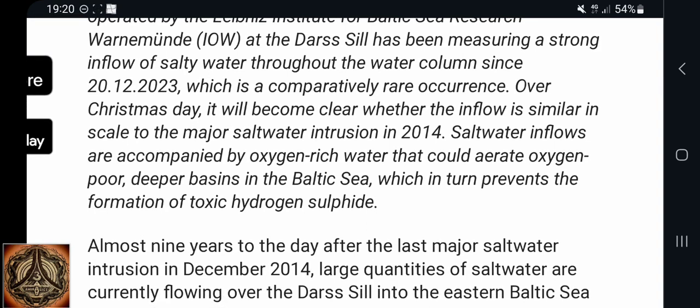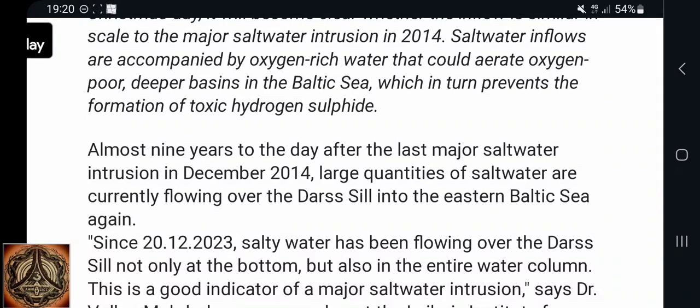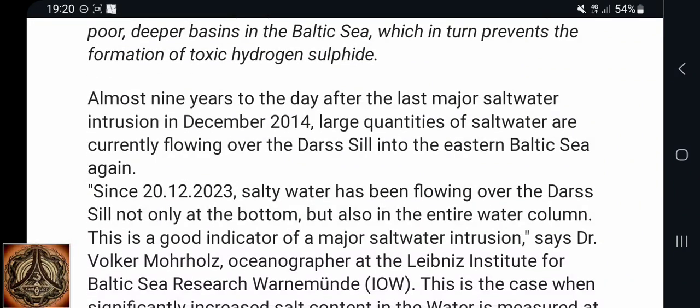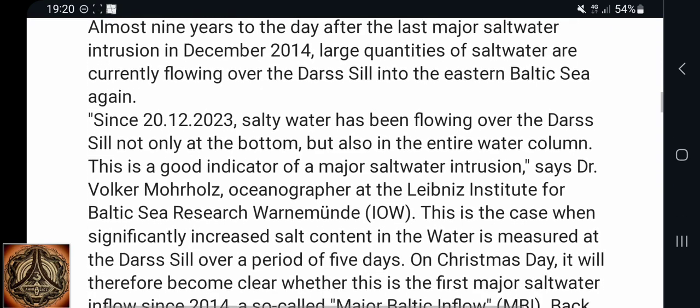Saltwater inflows are accompanied by oxygen-rich water that could aerate oxygen-poor, deeper basins in the Baltic Sea, which in turn prevents the formation of toxic hydrogen sulfide. Maybe the algae died because of that. They felt it coming. Almost 9 years to the day after the last major saltwater intrusion in December 2014, also December. That's interesting. Large quantities of salt water are currently flowing over the Darßer Schwelle into the eastern Baltic Sea again.